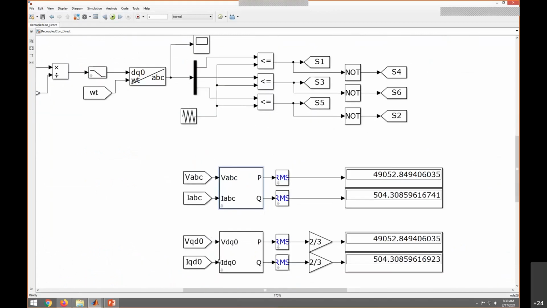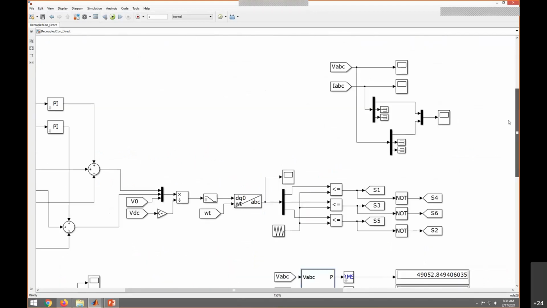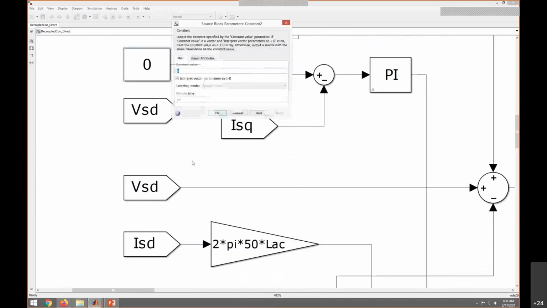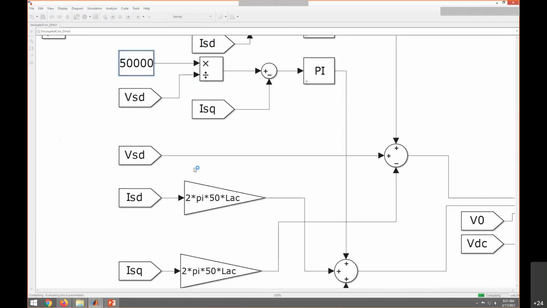So this is the same thing in DQ transformation. So this additional 2 by 3 is to make sure that both are in the same power invariance. Right. So here I consider this reactive power as 0, right? If you want to inject a certain amount of reactive power, say for example, I want to inject 50,000 VAR, so let us run this. So now it will no longer maintain the unity power factor, right? It will no longer maintain the unity power factor because it is drawing a reactive power of 50,000.